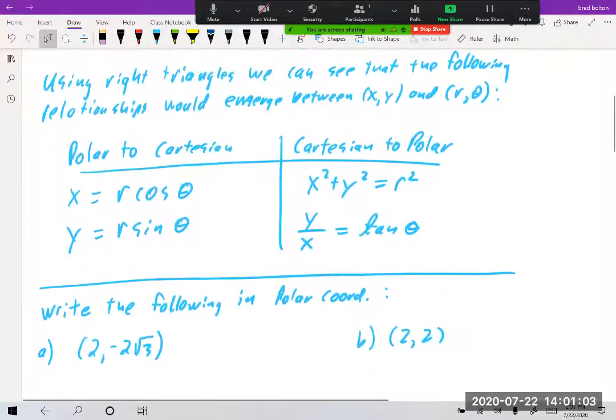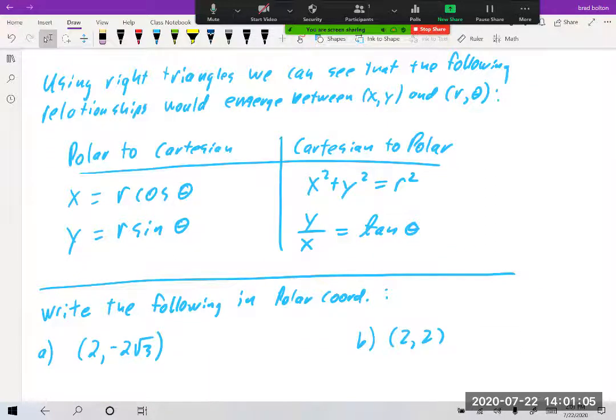Here we have the polar to Cartesian conversion. We can take polar coordinates and convert them to Cartesian, also known as rectangular, or from rectangular to polar. We can say that x equals r cosine theta. If you're not sure where this came from, think of x over r equals cosine theta, and y over r equals sine theta. That's where it came from. If we multiply r over to the other side, we now have x and y.